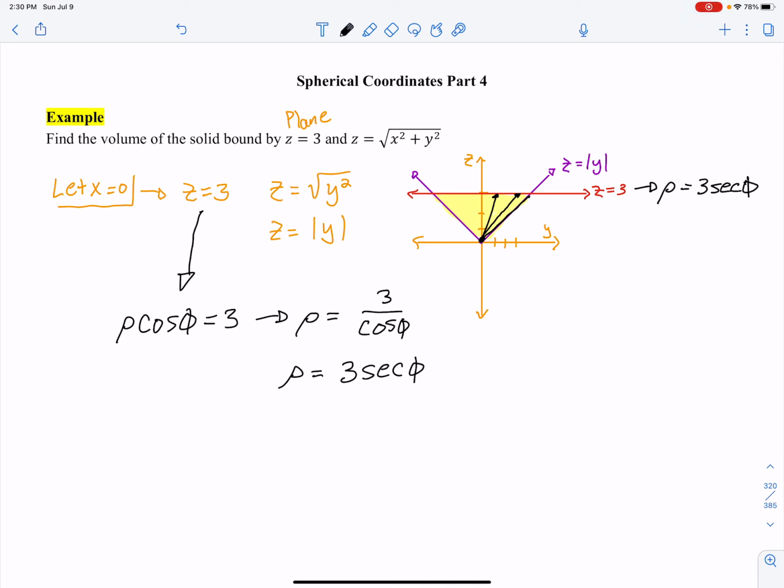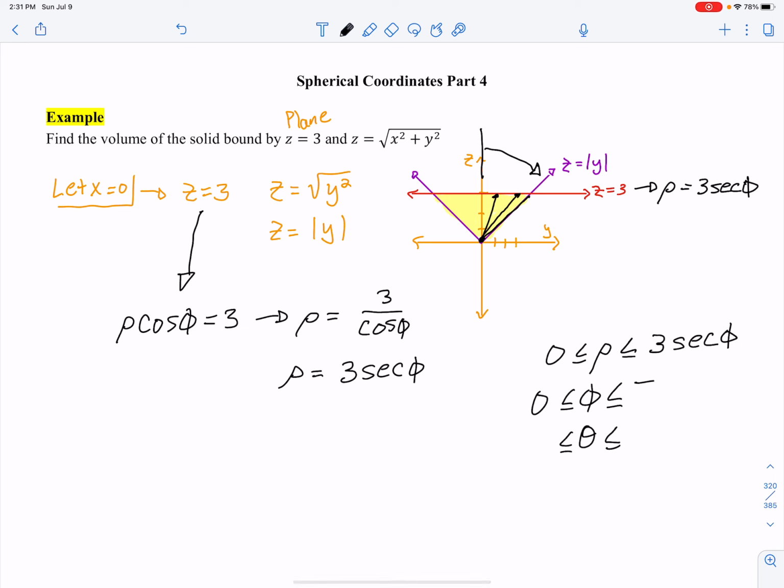All right, let's start writing down our bounds now. Rho is caught between 0 and that function, 3 secant of phi. We're also going to need phi and theta. We can grab phi from here. Phi is not totally obvious, but it starts here and goes over. And it's the cone, so it's right down the middle, or the absolute value. So it's 0 to pi over 4, because it's right down the middle.